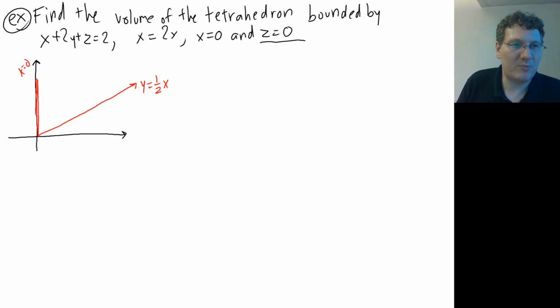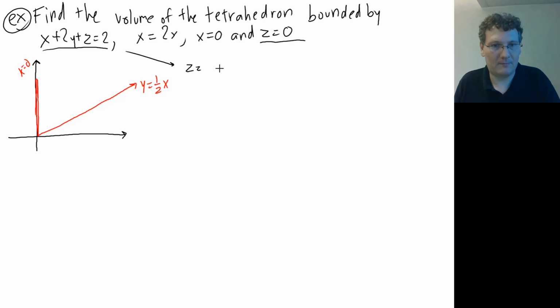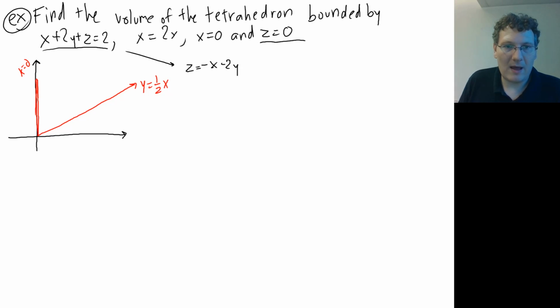Now we have this other plane, which is x plus 2y plus z equals 2. I'm actually going to rewrite that as z equals negative x minus 2y plus 2.